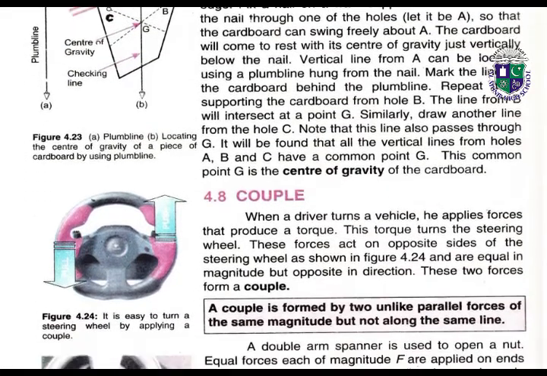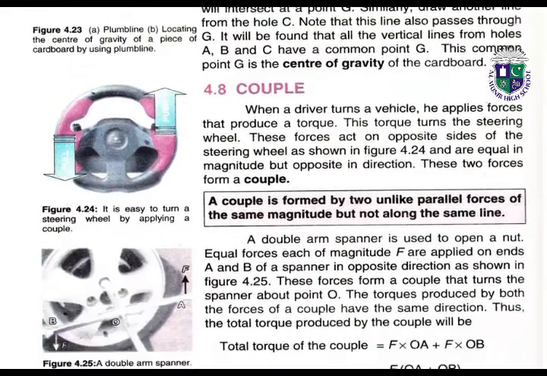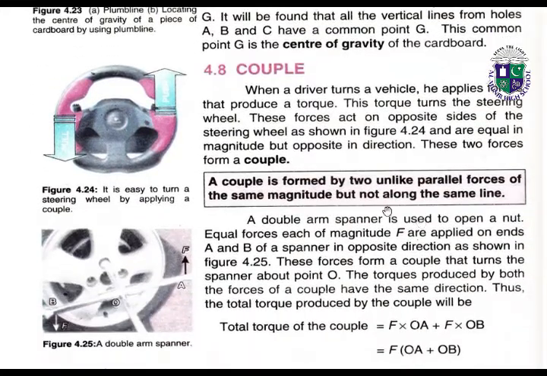Next topic, we have the couple. What is a couple? A couple is formed by two unlike parallel forces of the same magnitude but not along the same line. A steering wheel is the best example of a couple, because here we are exerting two forces, pull and push. These are the unlike parallel forces of the same magnitude but not along the same line.